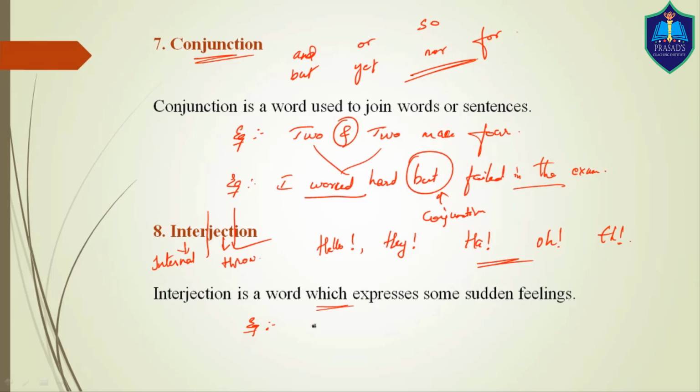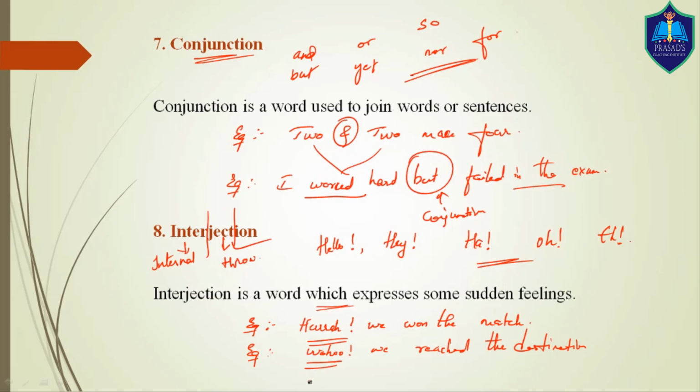Example: hooray, we won the match. So with hooray, we can find an exclamation mark along with the interjection. So this is: hooray, we won the match. This is something like you throwing your internal feeling, right? And let me take one more example. Woohoo, we reached the destination. So here woohoo is the interjection, and here we use it to express or to throw the internal feeling. If you just observe the examples: hooray, we won the match. And one more example, woohoo, we reached the destination. So this is how we can use interjection in a sentence.